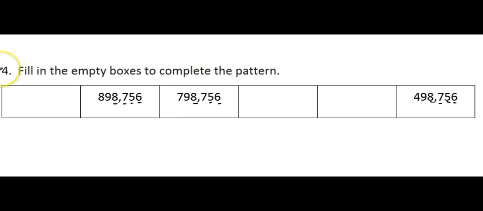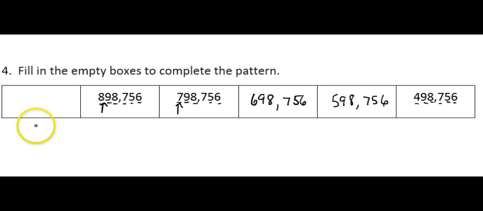thousands place, a 9 in the 10,000s place, but then in the 100,000s place you can see our digits are changing. Here I have an 8, in the next box I have a 7. That's my clue that my numbers are going down by 100,000 each time. So the next number would be 698,756, followed by 598,756, which would make sense because the last number is 498,756.